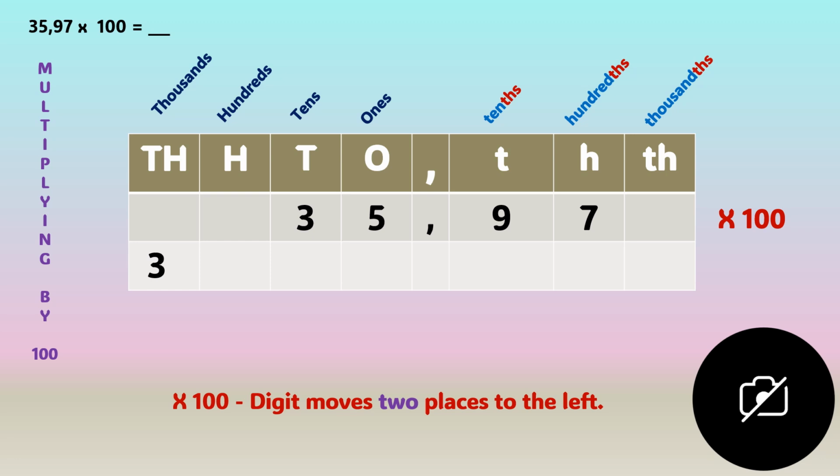So our 3, can you see it hops 2 places to the left? It goes to the thousands column. We put in our comma, please don't forget where it's supposed to go. Our 5, 2 places. Can you see it move 2 places? Then our 9 goes to the tens column, and our 7 goes to the ones column. Now, because it is a whole number, there's no decimals anymore. You can leave the comma or you can not put the comma, and our answer is going to be 3,597. It is a whole number, there's no decimals anymore.